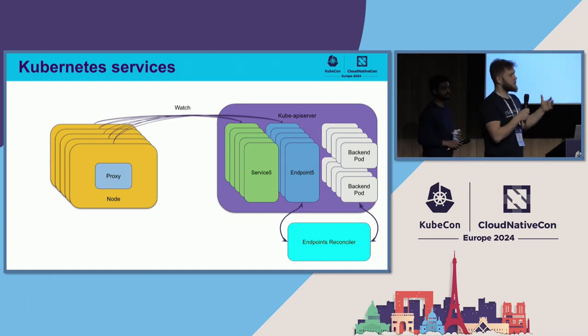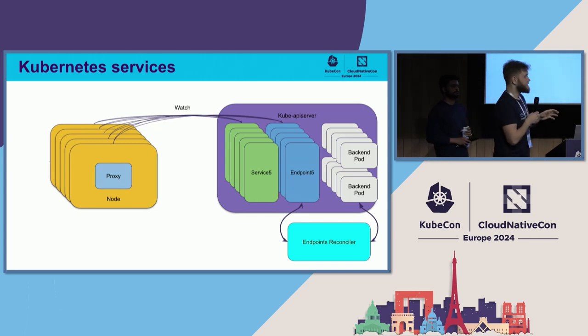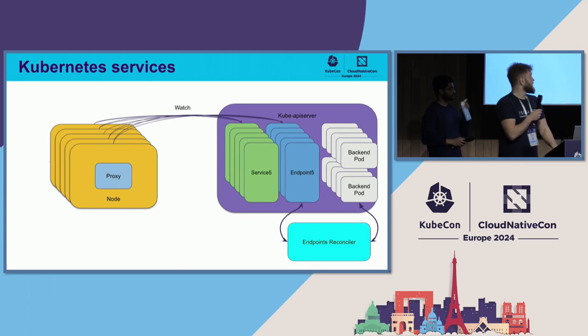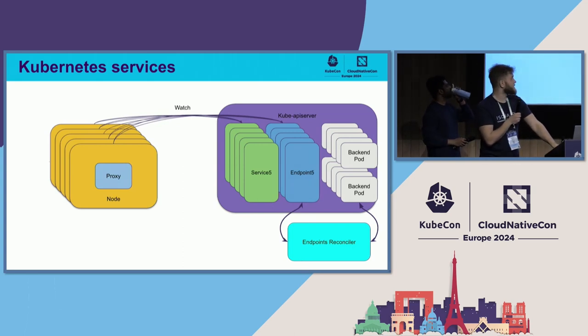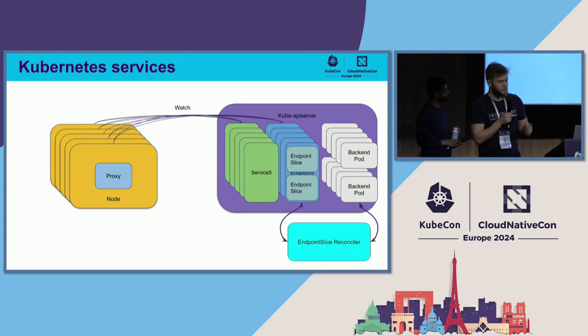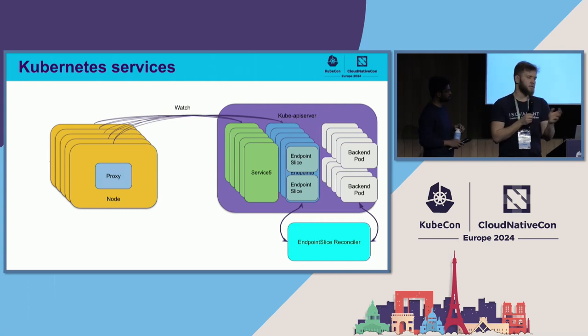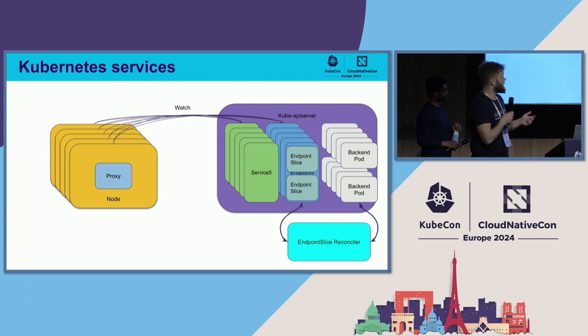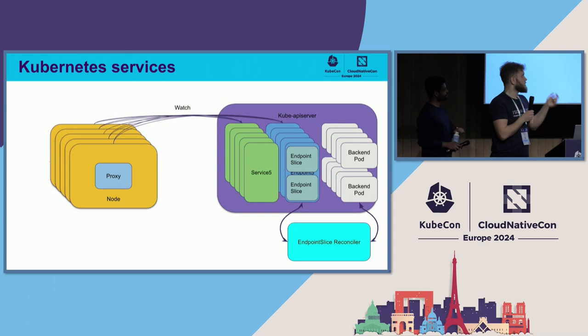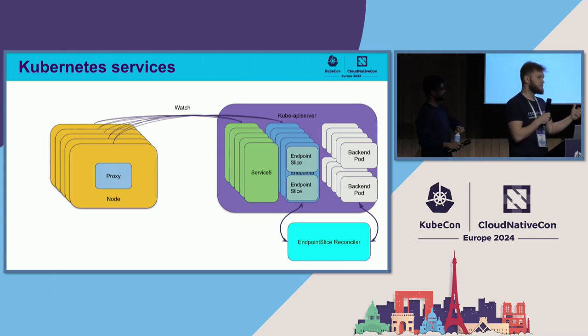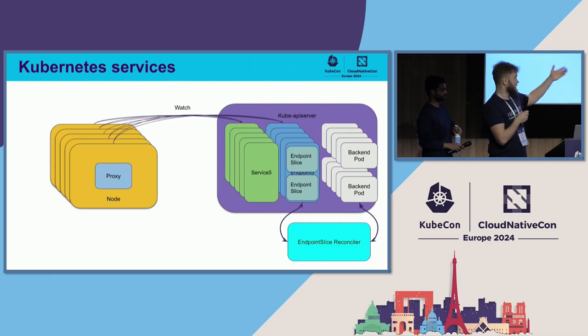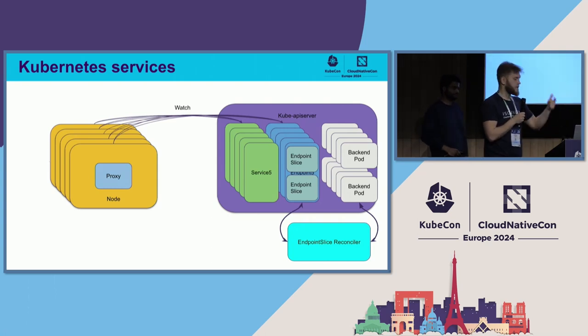So this huge object needs to be broadcasted to all of the nodes. This is definitely inefficient, so that's why Kubernetes introduced endpoint slices. Instead of having a one-to-one mapping between service and endpoints, you have a one-to-many mapping, where each endpoint slice has a fixed amount of IPs within the single object. It's up to 100.